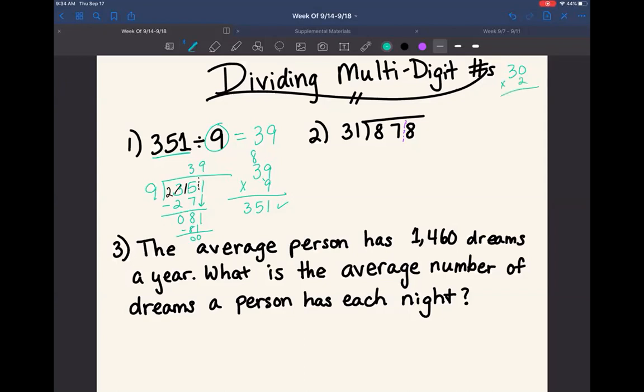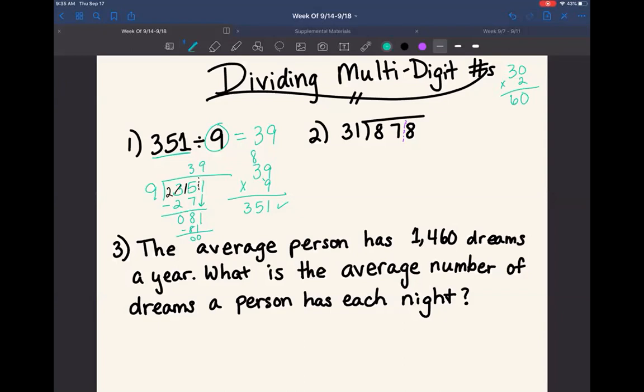60. 60, right? Because 3 times 2 is 6, and I want to keep that 0 at the end. Okay, so 31 times 2 is going to be close to 60, but now I want to make sure that that's the closest I can get.